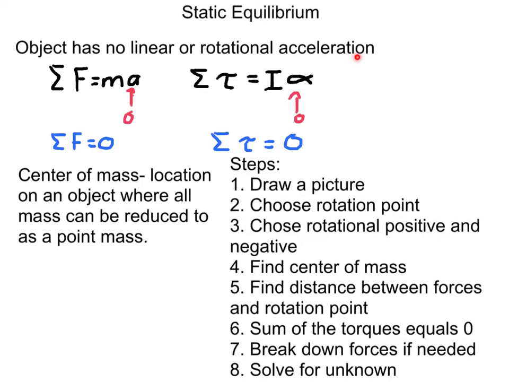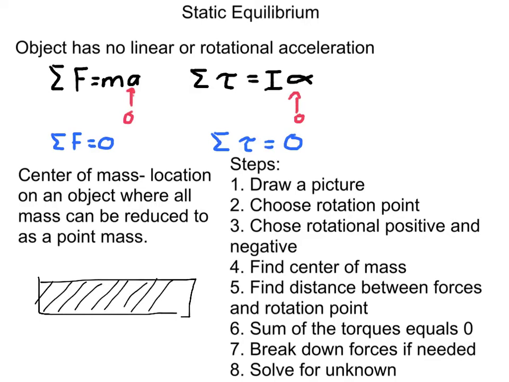Let's see. Another thing that I need to talk about is center of mass. Center of mass is a location on an object where all the mass can be reduced down to a point mass. In other words, if I have, let's say, a large pole, ruler, meter stick, whatever it is, that mass is distributed throughout it. The center of mass is the point where it would balance, right? Where there's an equal amount of mass on the left as on the right, if you put your finger under it or something.